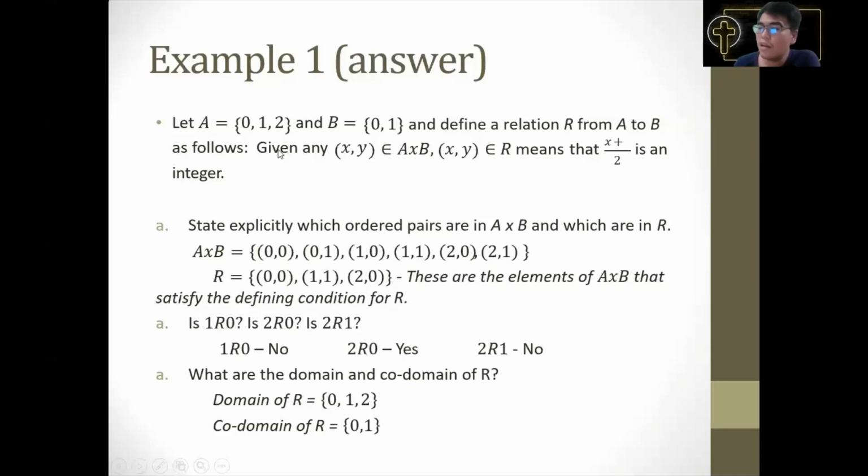All elements of set A that satisfy the defining condition of R, given a proper pair in set B, is its domain, and all elements of B that could satisfy the defining condition of R, given a proper pair in set A, belong to the codomain of R.